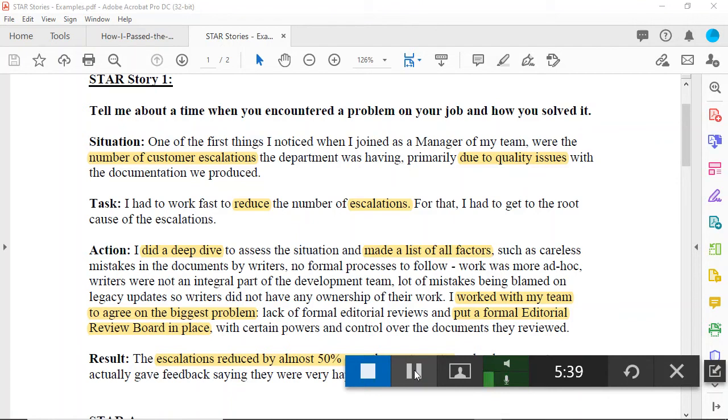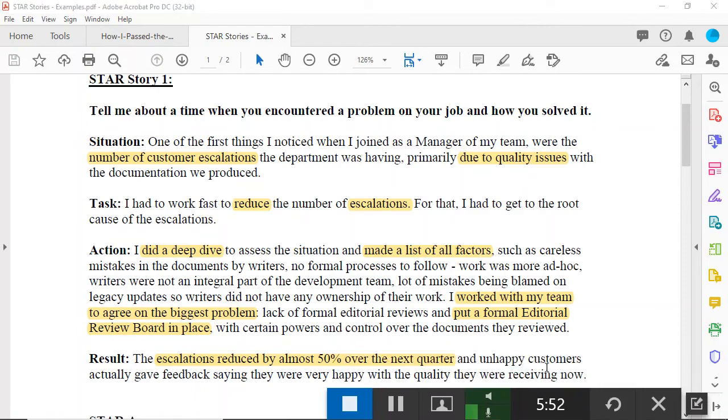So what's a STAR story, right? STAR is basically the situation. Task is the T. A is the action. And R is your result, right? So this is where you can say, well, this is the kind of problem I encountered in my job, and how did I solve it?